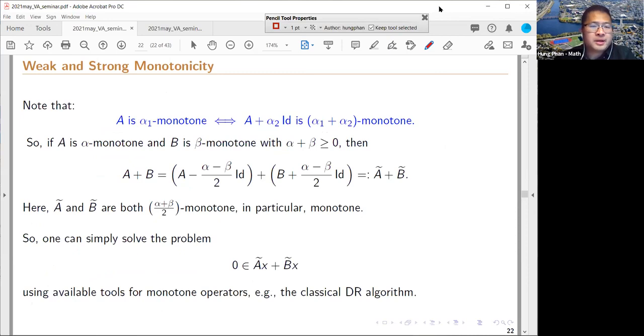Okay, we would like to make a note before we proceed. A note about the weak and strong monotonicity.